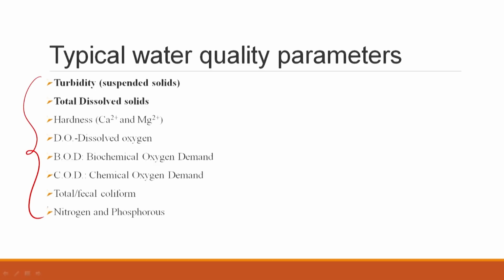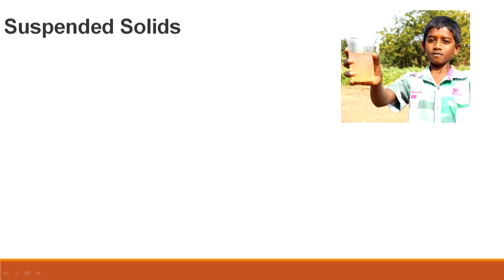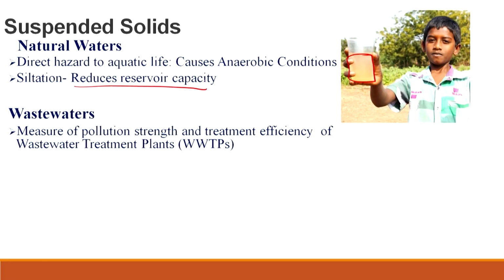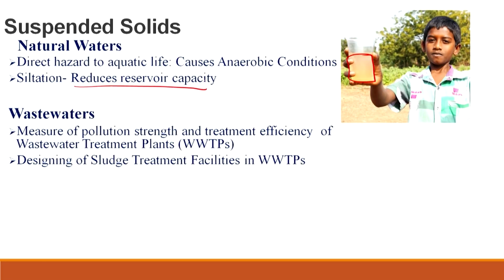So, here we have typical water quality parameters. Now we are going to talk about turbidity, which is a measure of suspended solids and total dissolved solids. This is what typical surface water can look like, right. Suspended solids, can you drink this? Not really. So, obviously there is a direct hazard to aquatic life, and it can cause anaerobic conditions. Siltation in reservoirs reduces the capacity, and in wastewaters, it gives you an idea about how polluted the water is, because if it is sewage, you can have organic suspended matter too, right.